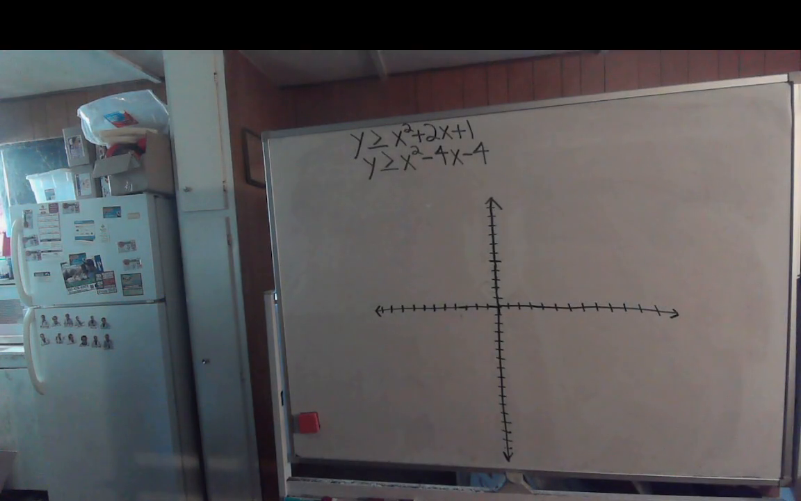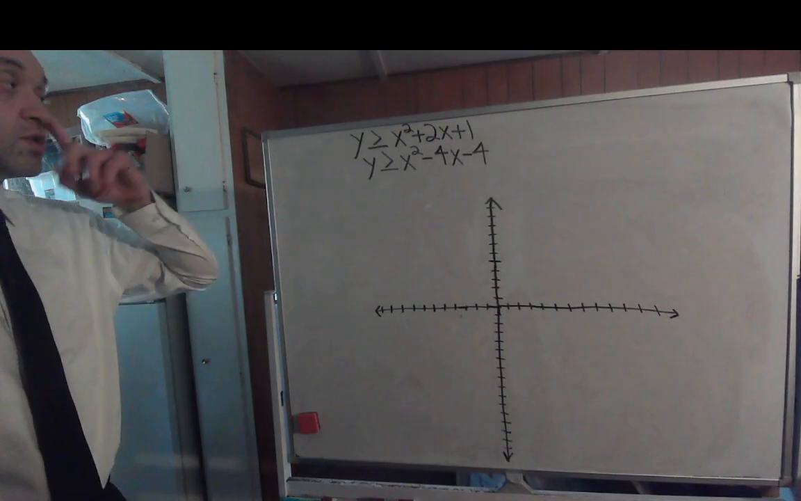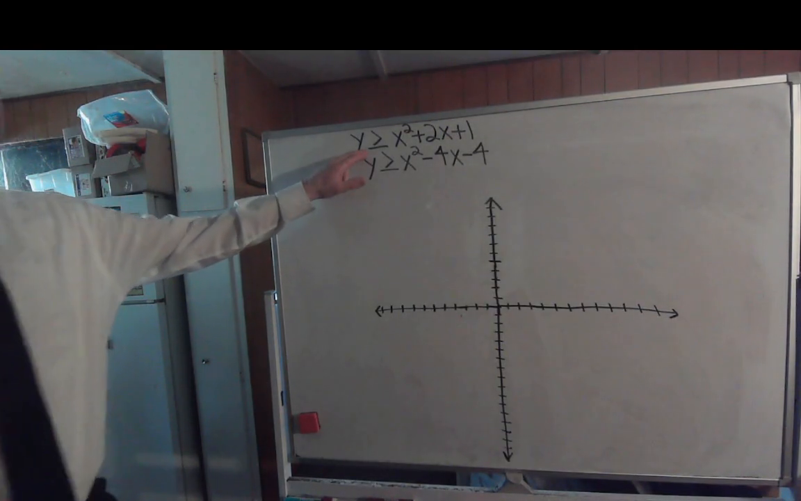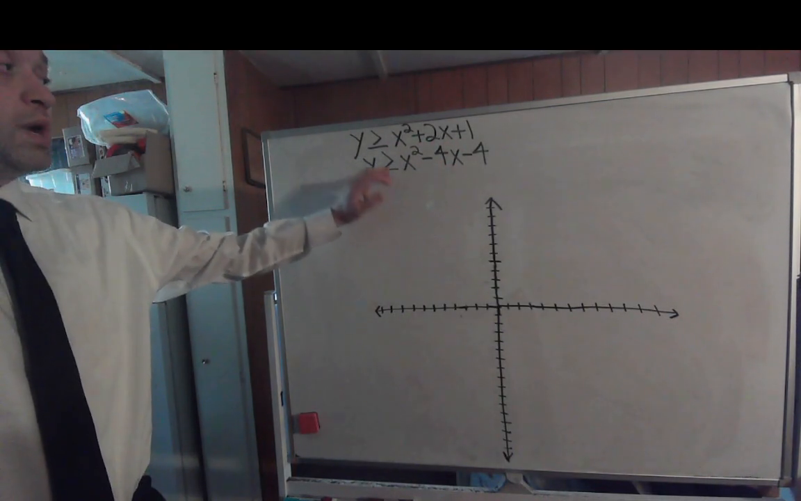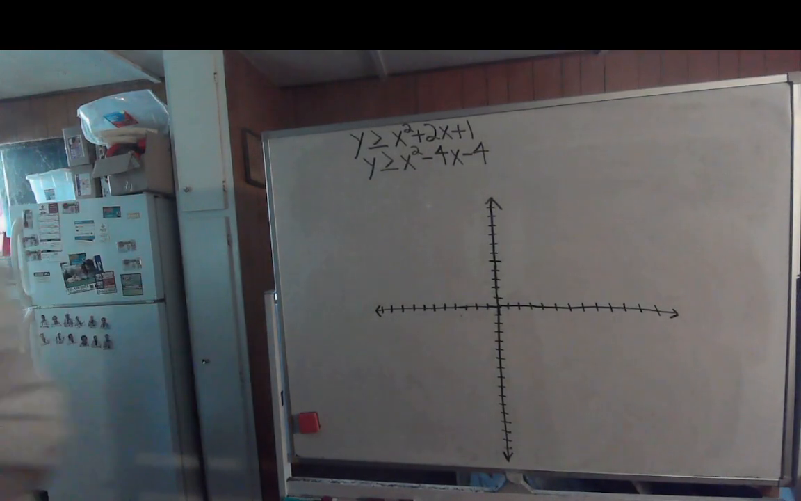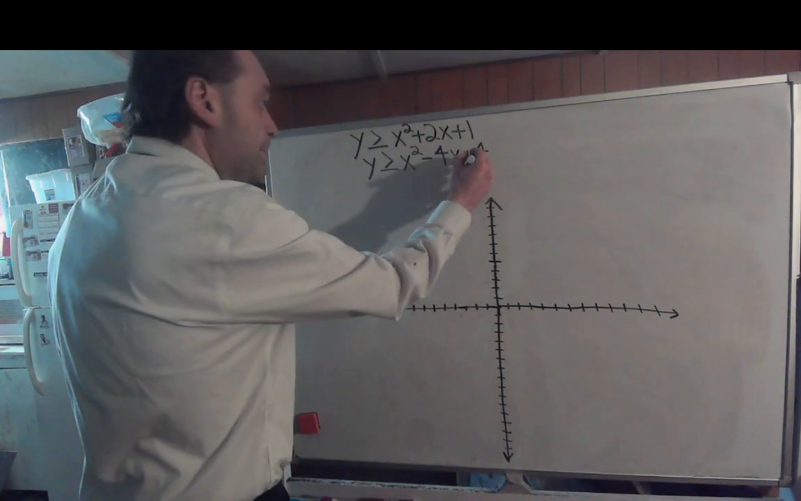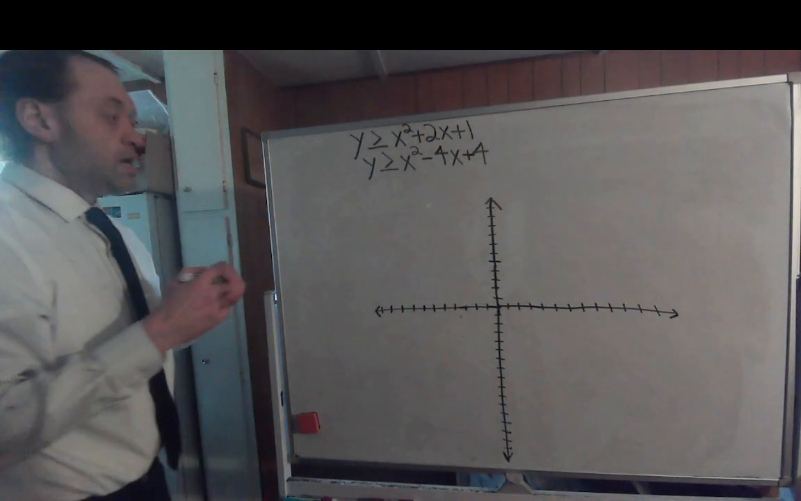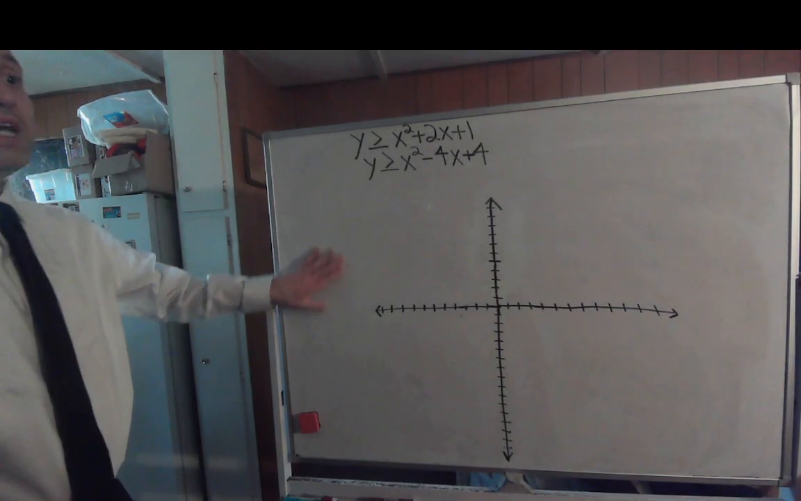Let me make sure I got the inequalities right. Yes, okay. So both of these are greater than. So y is greater than or equal to x squared plus 2x plus 1. Y is greater than or equal to x squared minus 4x. This should be, my bad, this should be x squared minus 4x plus 4. Okay. We need to, of course, find the region that meets both qualifications.